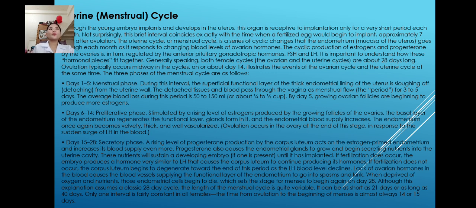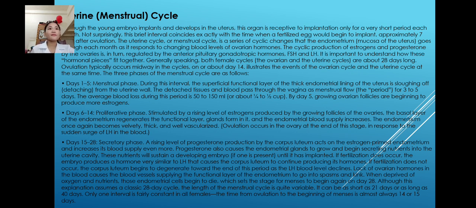So days 15 to 28, the secretory phase. A rising level of progesterone production by the corpus luteum acts with the estrogen to prime the endometrium and increase its blood supply even more. Progesterone also causes the endometrial glands to grow and begin secreting nutrients into the uterine cavity. These nutrients will sustain a developing embryo if one is present until it has implanted. If fertilization occurs, the embryo produces a hormone very similar to LH that causes the corpus luteum to continue producing its hormones.